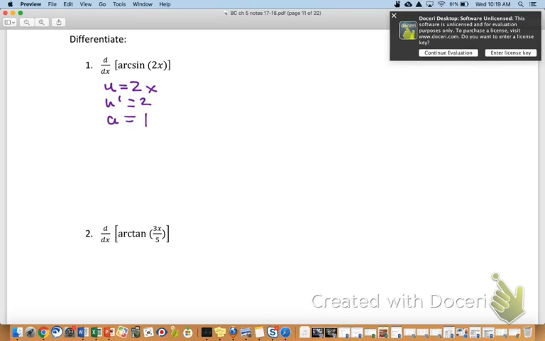Okay. So then as long as you have that formula in mind, this should be kind of a plug-and-play situation, right? So I would say that this equals u prime over the square root of a squared minus u squared. Sorry, I'm still getting used to this. I think it's working okay. What do you think about that?